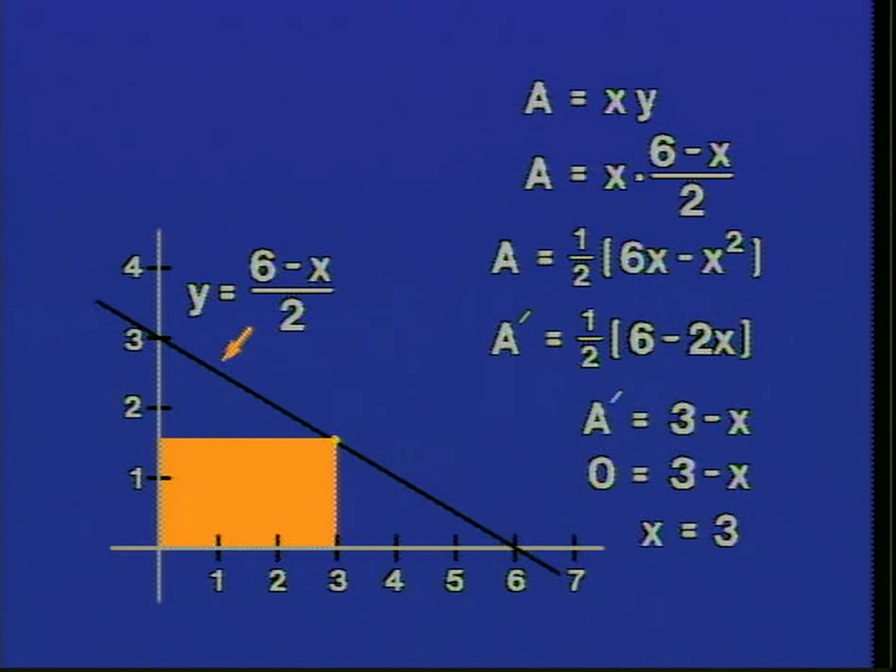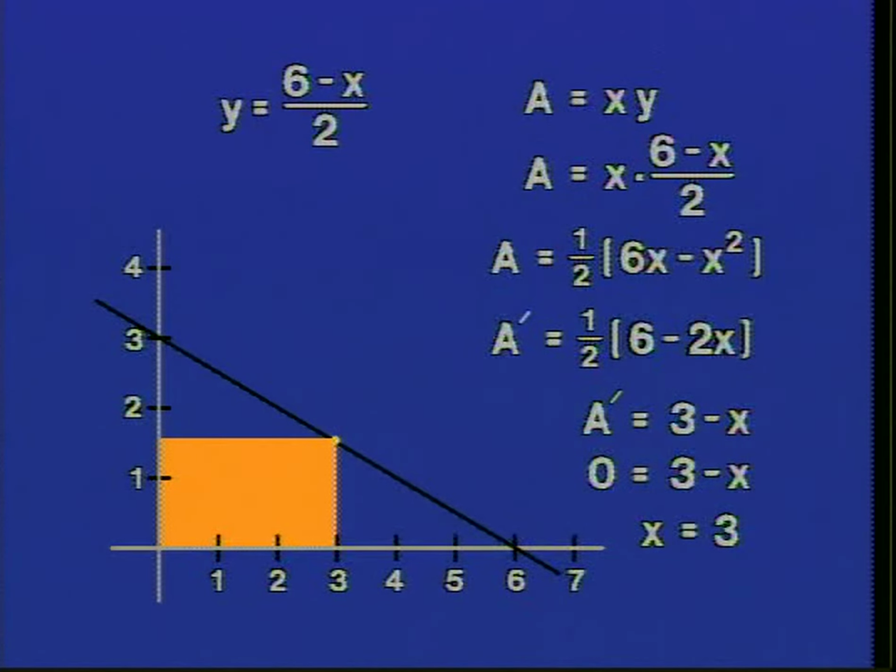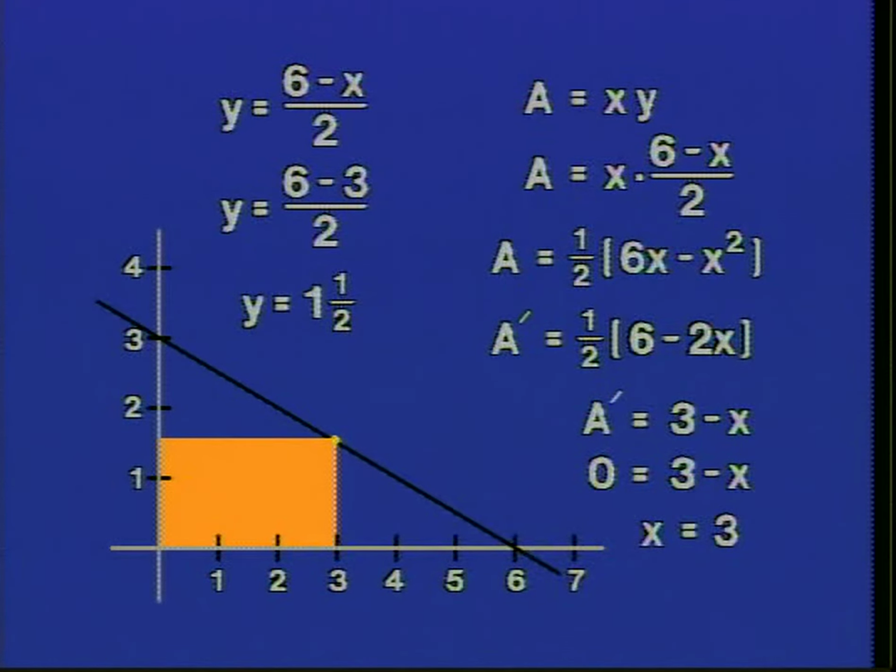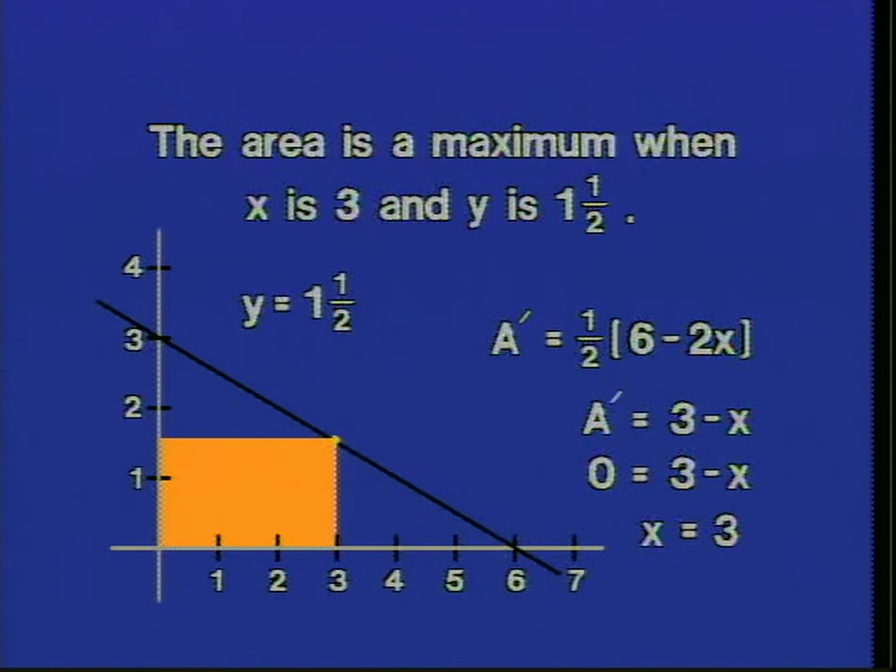Well, an x of 3 will give us the maximum area of our rectangle, but we need the y that corresponds with that x of 3, and it's pretty easy to find with our relationship here. Replace the x with 3, and we find y to be 1 1/2. So we can say then that the area is a maximum when x is 3 and y is 1 1/2.